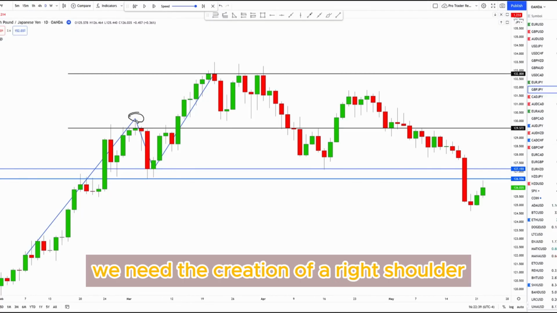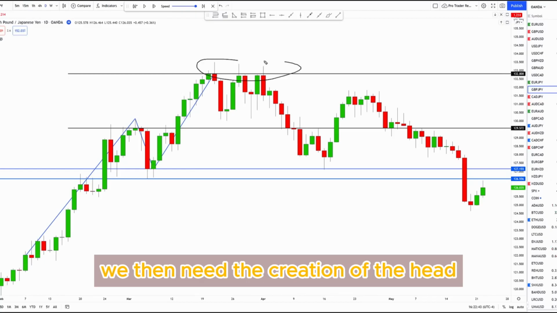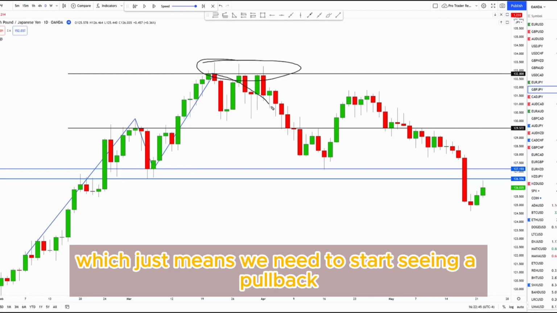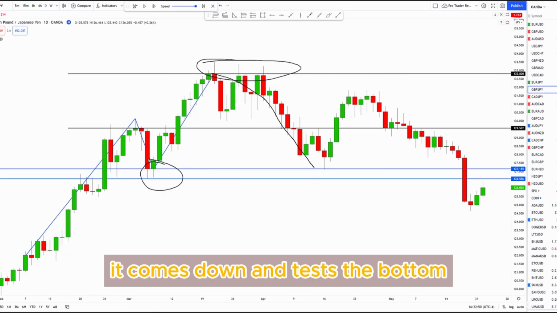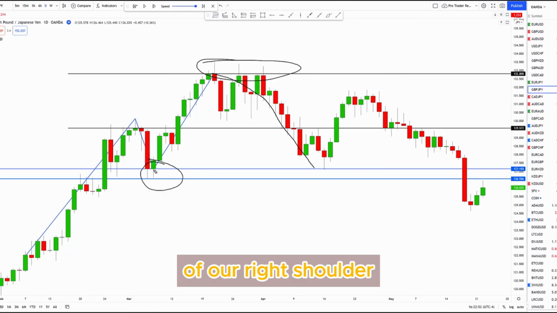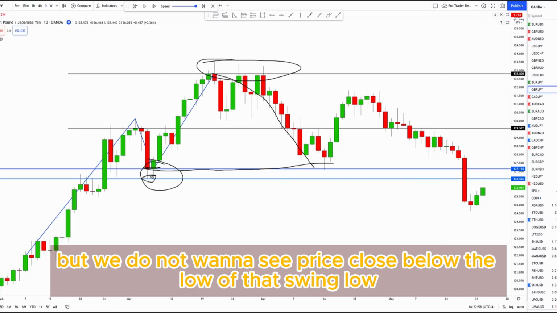We need the creation of a right shoulder. We need price to break above that right shoulder. We then need the creation of the head, which just means we need to start seeing a pullback. The initial thing we're looking for with that pullback is that it comes down and tests the bottom of our right shoulder. We want it to at least test the bodies of that swing low, but we do not want to see price close below the low of that swing low.